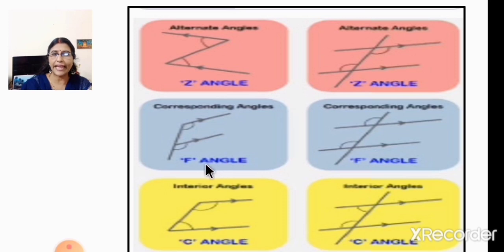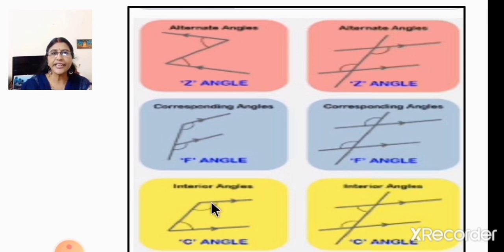Same way F-shaped angles stand for corresponding angles. You can see these two are corresponding angles. Same way here you can see these two angles. This way an F is formed. Here also corresponding angles are formed. Here also you can see corresponding angles will form. So F-shaped angle stands for corresponding angle.